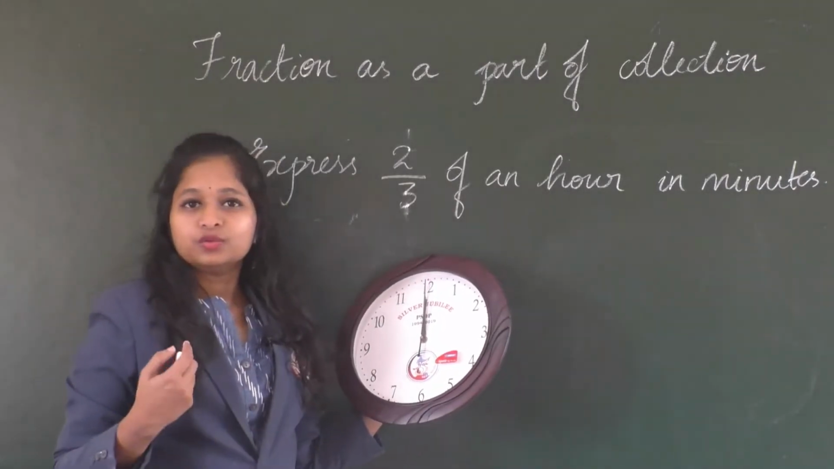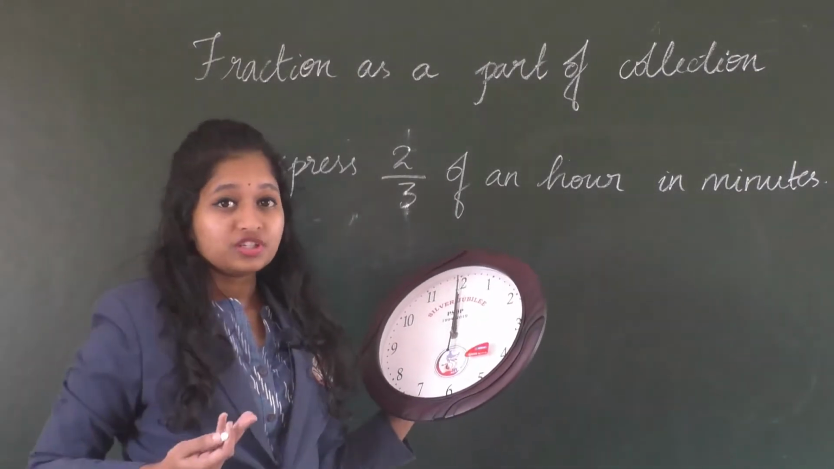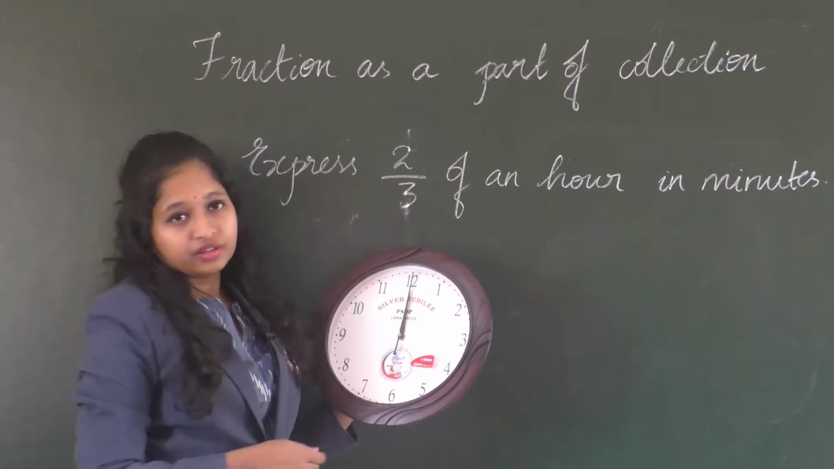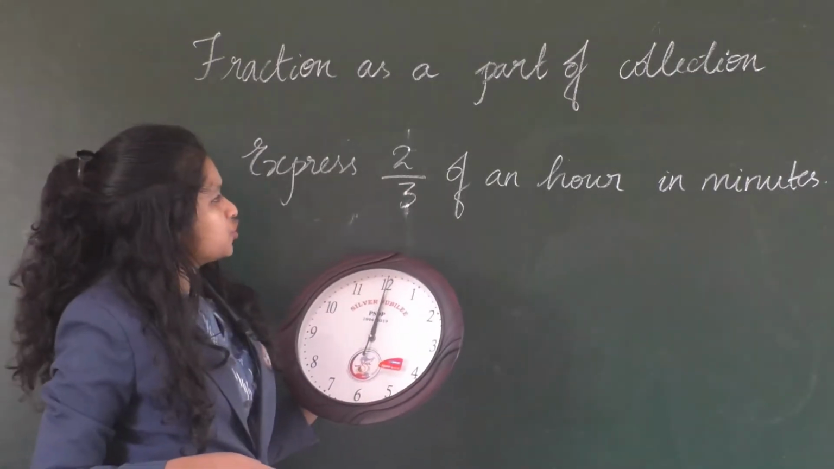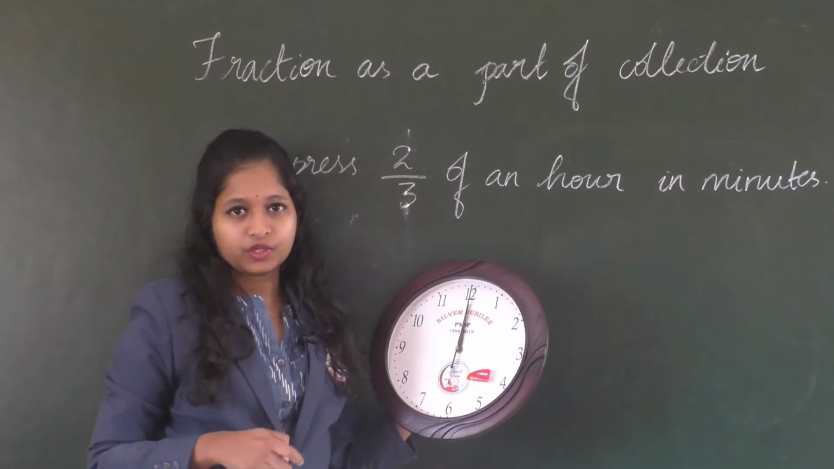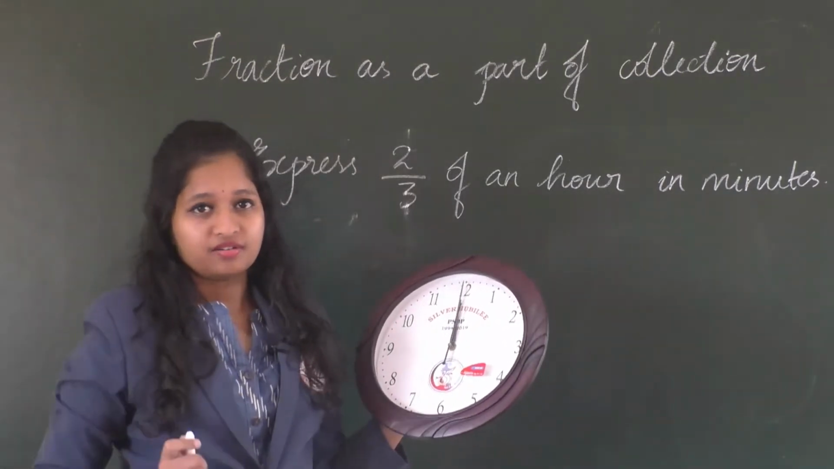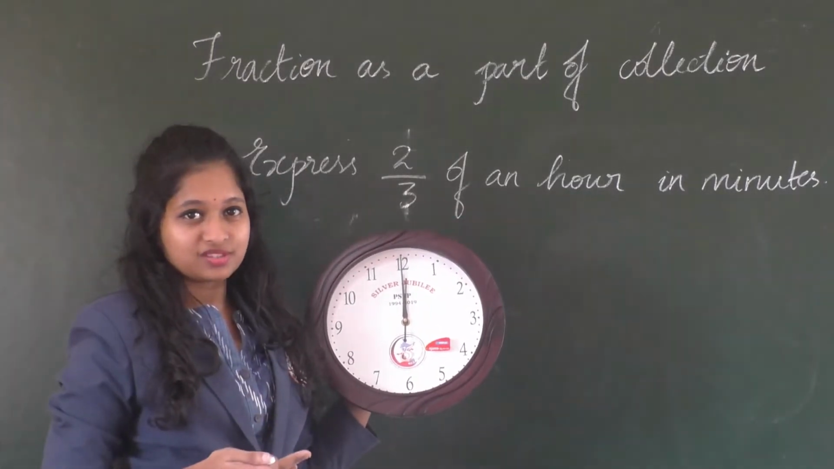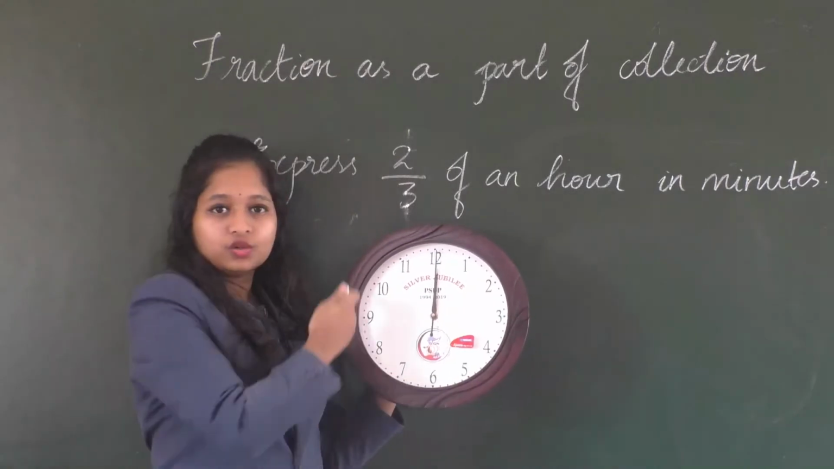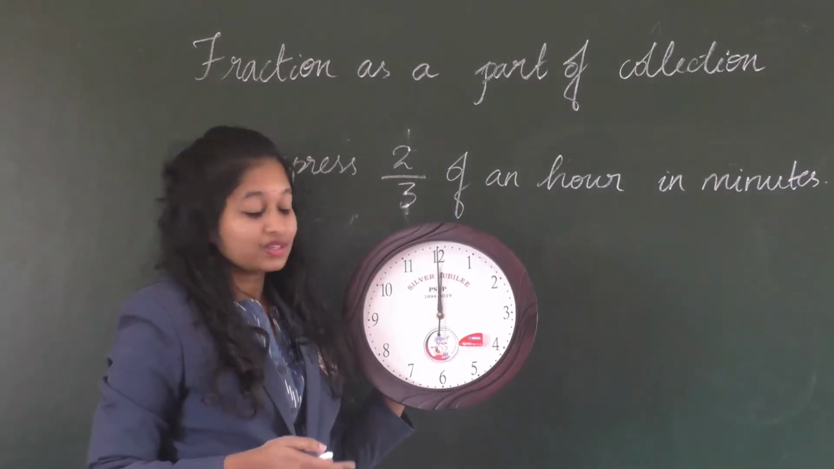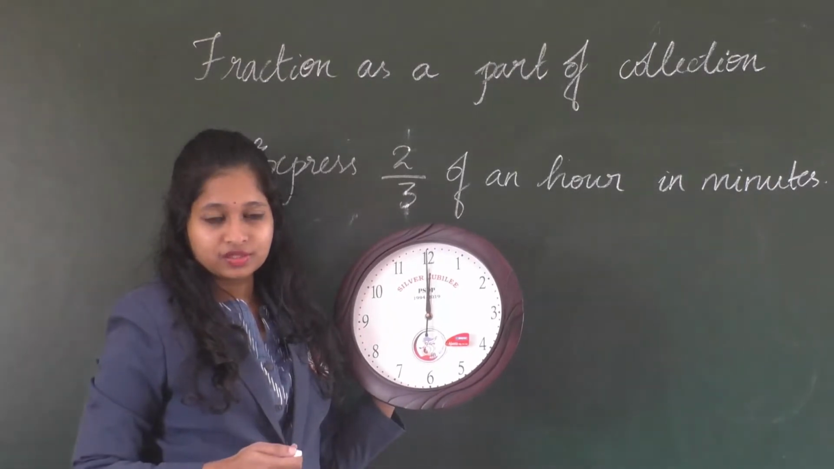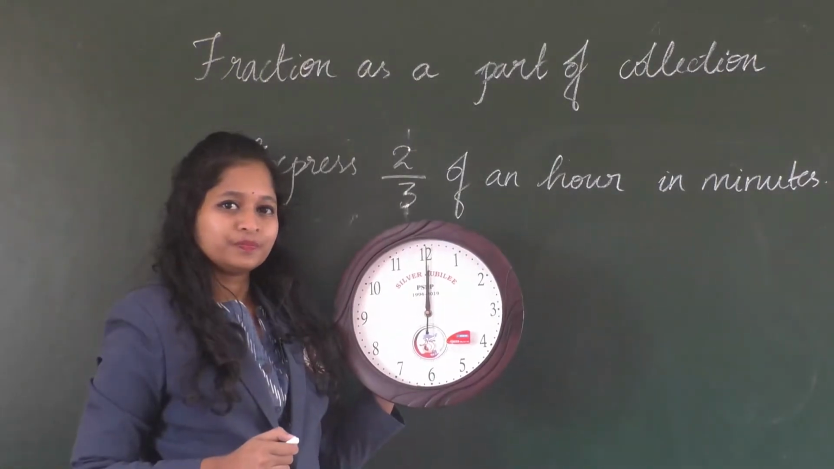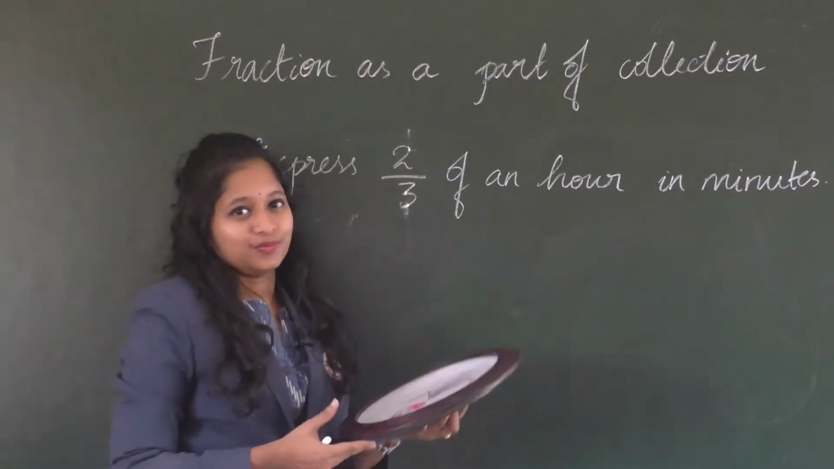We can represent a fraction as part of a collection also. Here I have a question: express 2 by 3 of an hour in minutes. 2 by 3 of an hour? What is that? You have already learned the time chapter, isn't it? So you know that 1 hour is equal to 60 minutes, isn't it? So can you tell me what is 2 by 3 of an hour? Okay, we'll do and see.